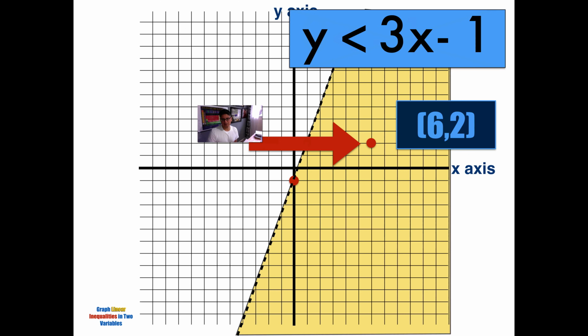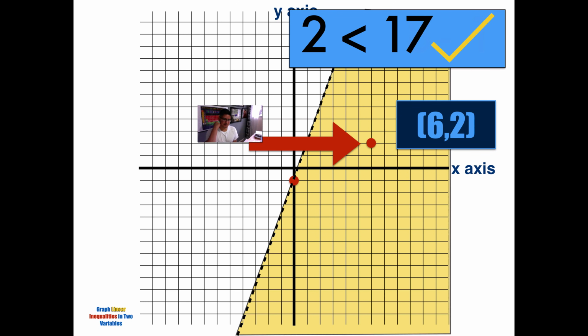Okay? So I'm going to use this point on my graph, and then I'm going to input this coordinate point back into my inequality. So my x will be 6 and my y will be 2. That's my new inequality given that point. Let's see if this is a true statement. 3 times 6 is 18, minus 1 is 17, and 17 is greater than 2. That checks out. So that just confirms what I found out earlier.